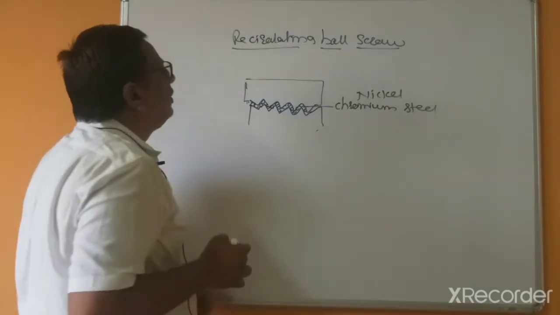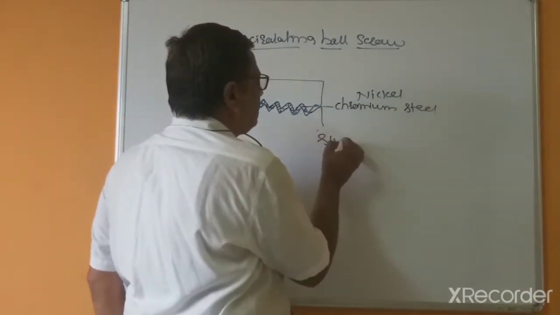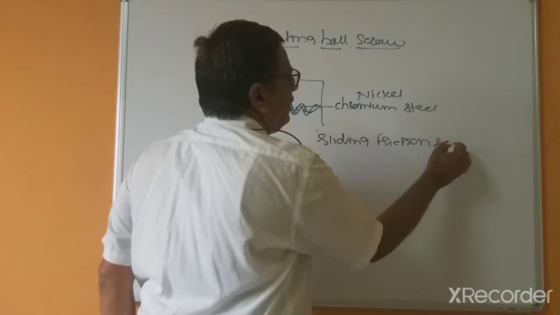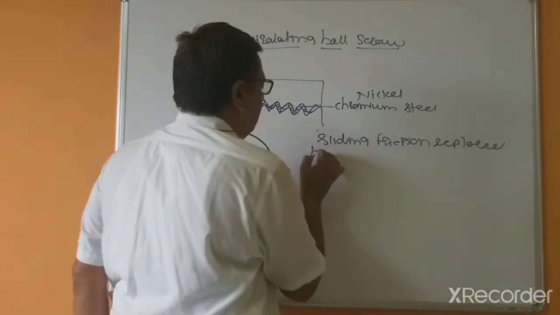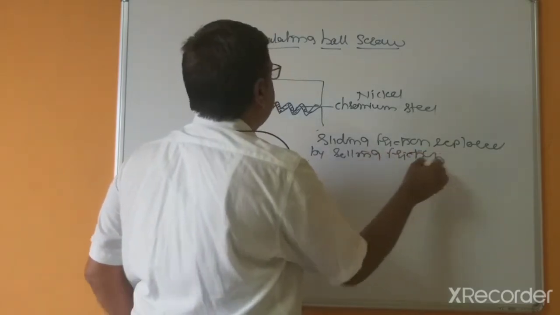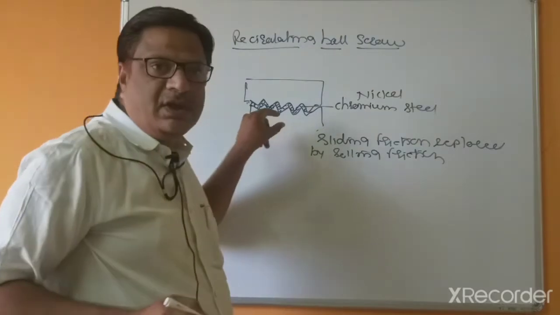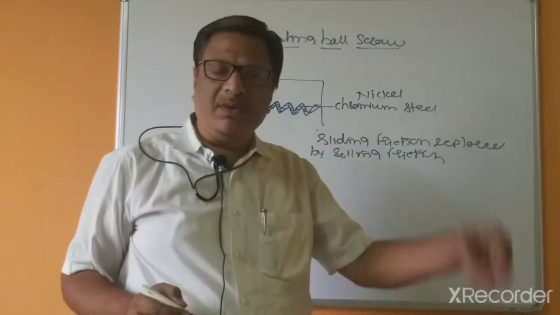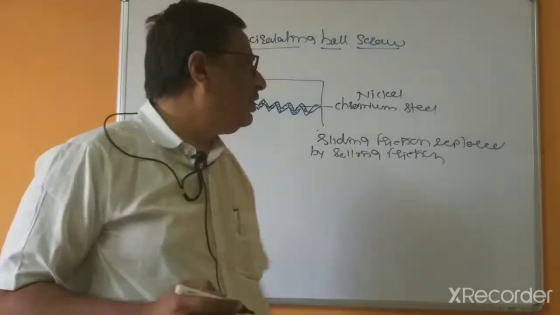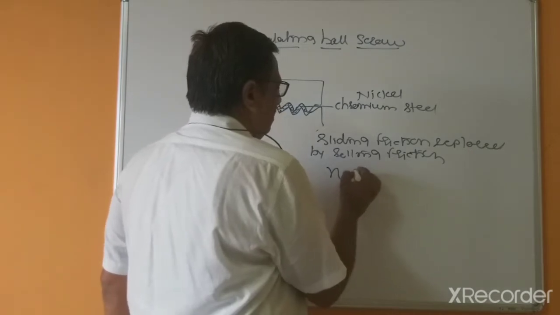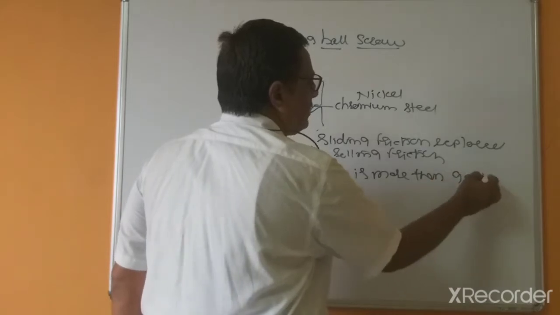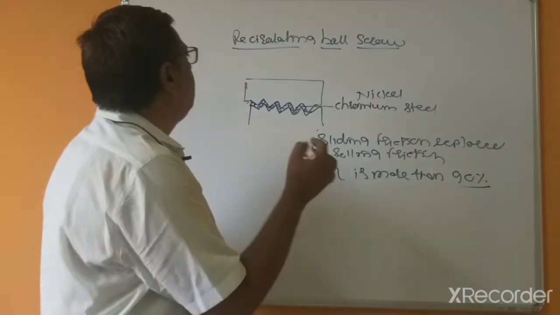Because of these balls, sliding friction is replaced by rolling friction, because with such balls, instead of sliding contact, the contact becomes point contact. So because of the point contact, this friction becomes rolling friction. So that's why efficiency is increased, and the efficiency is more than 90%.